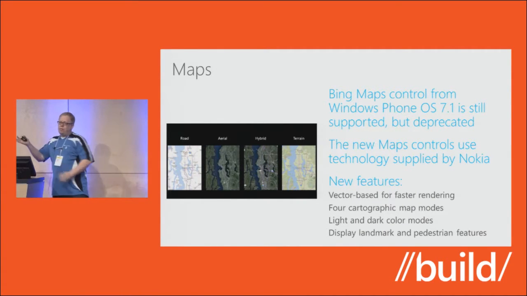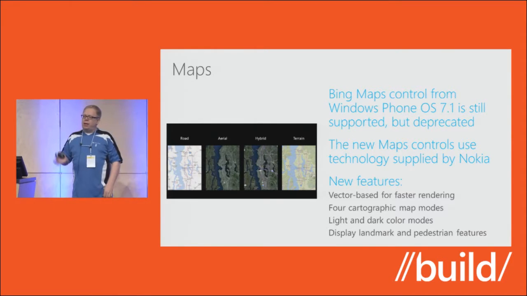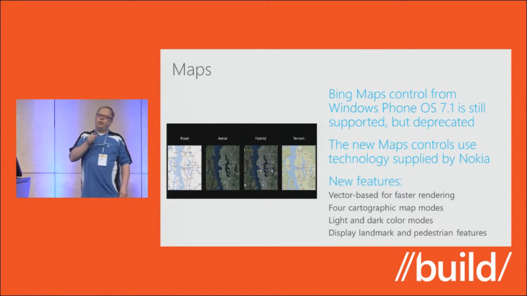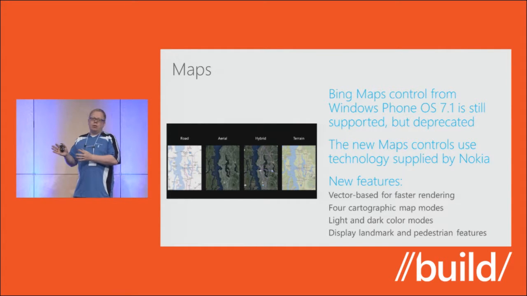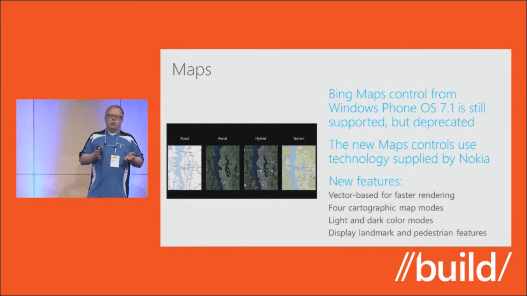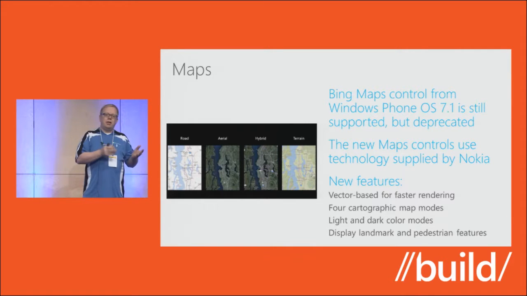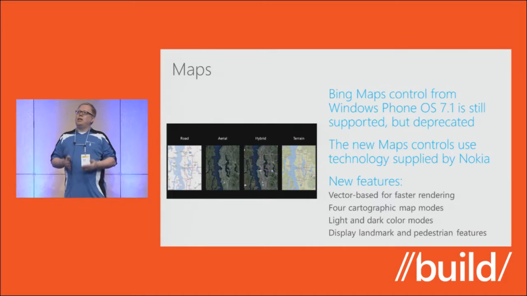Now, as you saw, it didn't really show the maps particularly well. We have in Bike Tracker a new maps control, which we worked on very closely with Nokia. We still support the Bing Maps control from 7.1. It's still there, so all the applications will continue to work. But we're deprecating that and really encouraging you to move to the new Maps control, which uses technology supplied by Nokia. The great thing about the new Maps control is it's vector-based. So it's much richer, it's much faster, and you get more map controls. But probably the biggest feature of it is it's offline.